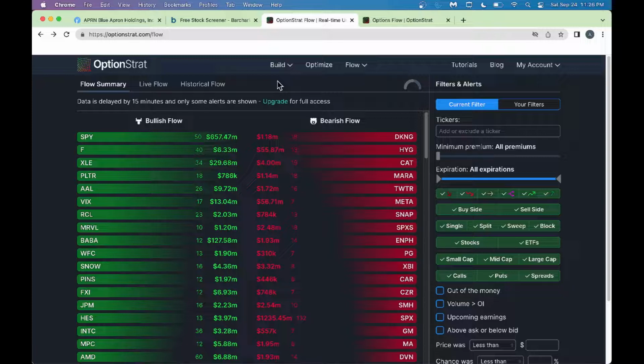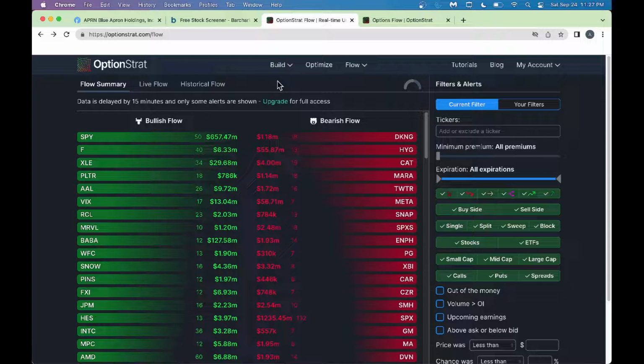In today's segment, we'll take a look at option flow and see how to trade stocks and options based on option flow. So with that, let's jump in and look at my favorite tool called Optionstrat.